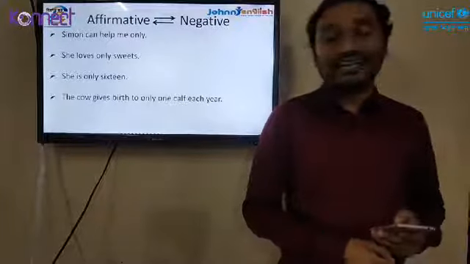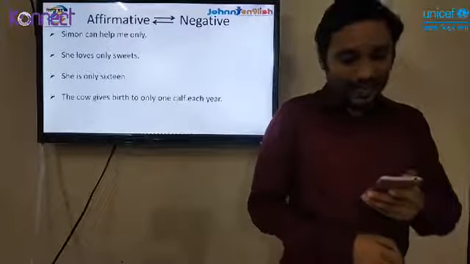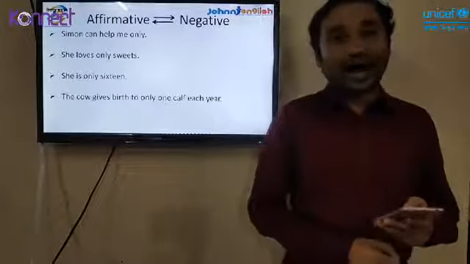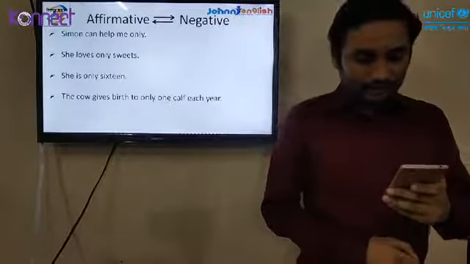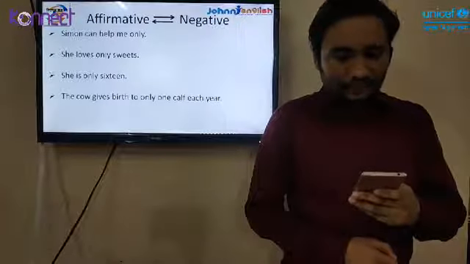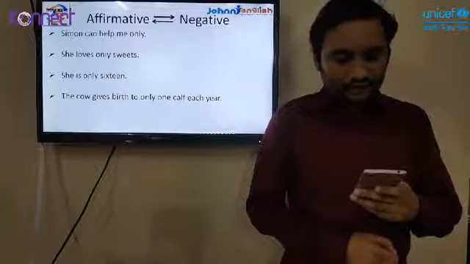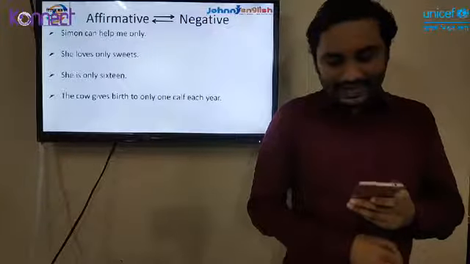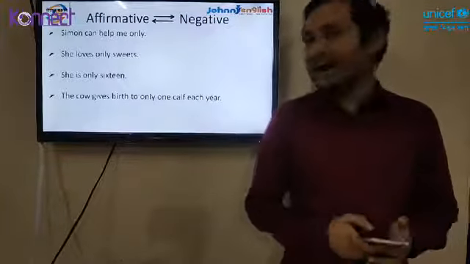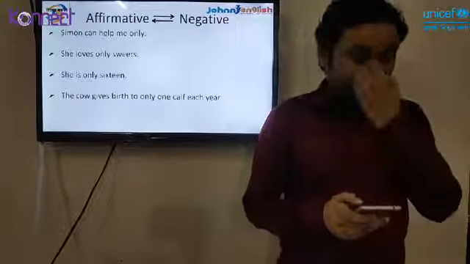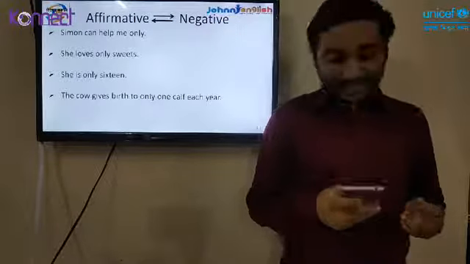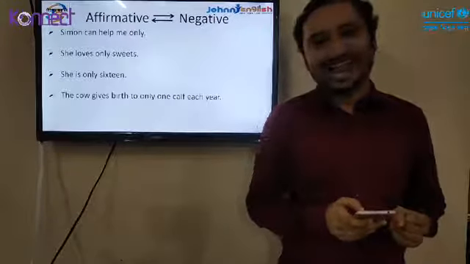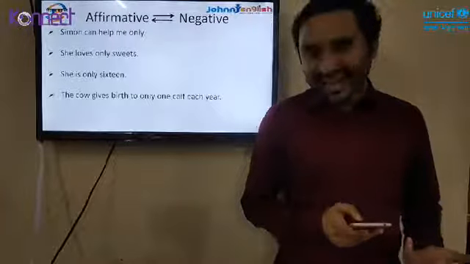Third one, she is only 16. And the fourth sentence is, the cow gives birth to only 1 calf each year. So I've got students from Chandpur and Potuakhali and also from different places, and Nurul Islam is saying that they are difficult. These are not difficult actually, these are a little tricky, especially for the students of class 8. But if you are students of class 9 or 10, you must know how to answer them, as we have practiced them in class 8.